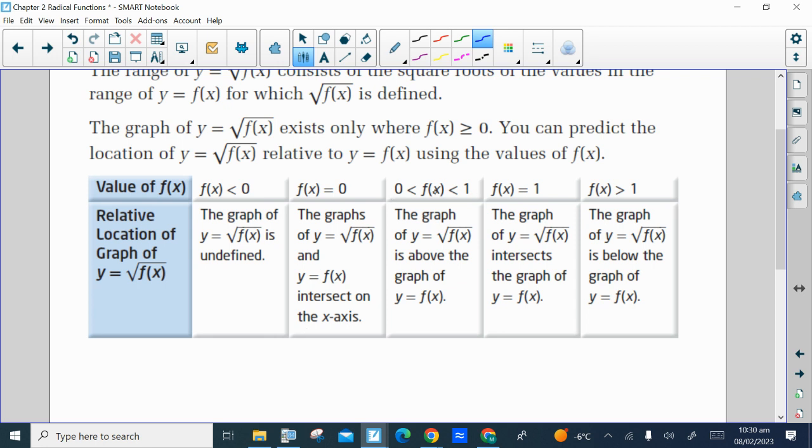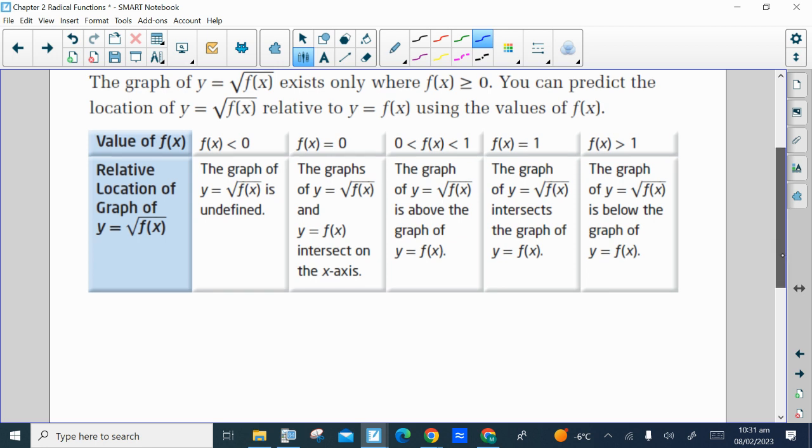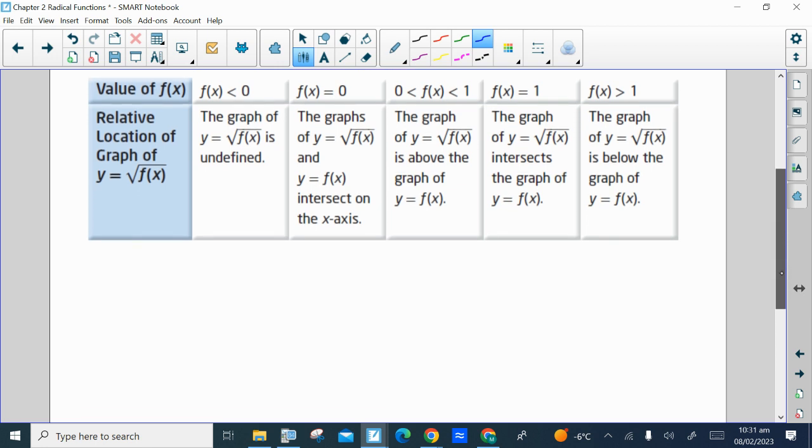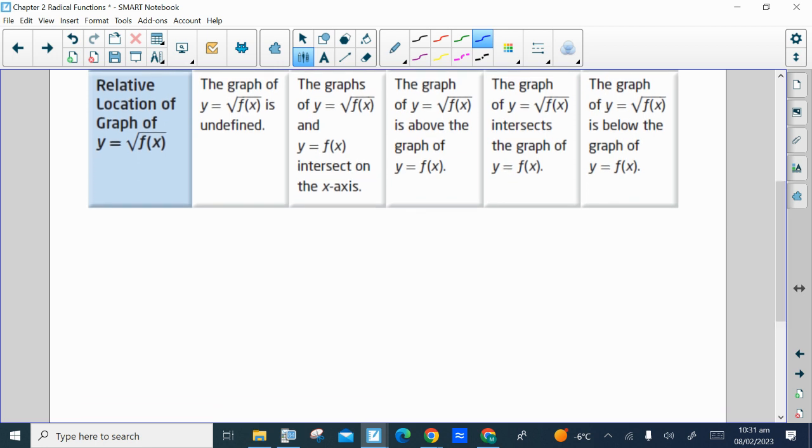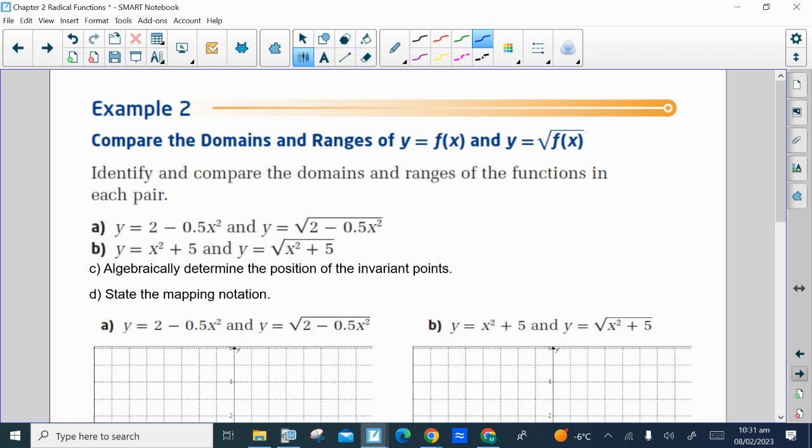When f of x is between 0 and 1, remember that the graph of the radical is slightly above the graph of f of x. When f of x equals 1, that'll be our second set of invariant points. And when f of x is greater than 1, now the graph of the new one is below the graph of the original. So really, this gives us the steps that we can follow in order to sketch the square root of a function from an original.